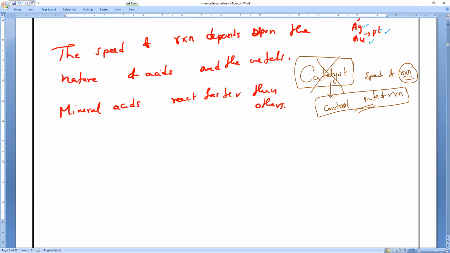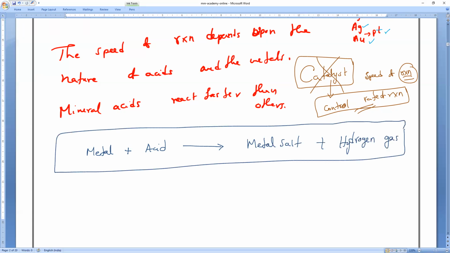Now, let me write the generalized equation. This is the basic equation for metals reacting with acids. Nobody should forget this one. Even if you don't know examples, no problem, but this is the standardized equation. Metal plus acid always gives metal salt plus hydrogen gas. So this is the standardized equation for the reaction of acids with metals. Write it and learn it, as the meeting is going to end.